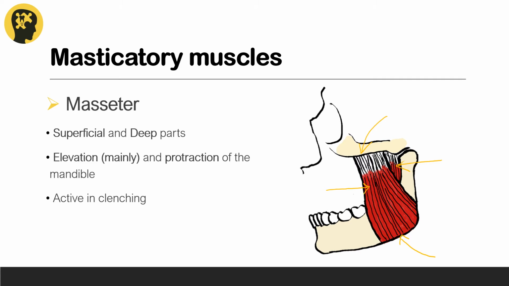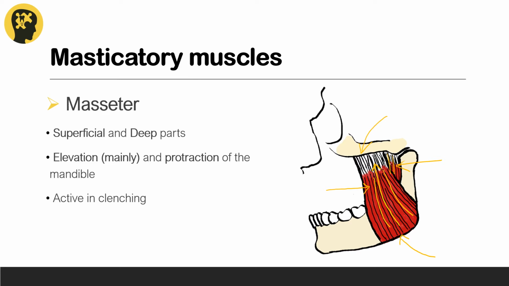If we look at the orientation of the muscle fibers of the superficial part, we'll see that they are kind of oriented in a downward and a backward fashion, and the muscle fibers of the deep portion are oriented more vertically. So as the muscle contracts, it pulls the mandible upward. So it results in an elevation of the mandible or closure of the mouth. It also causes a small amount of protraction of the mandible.